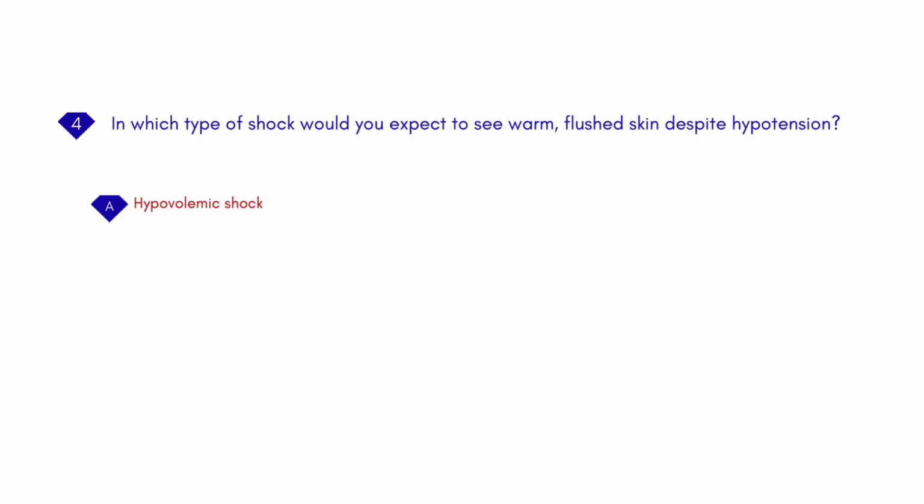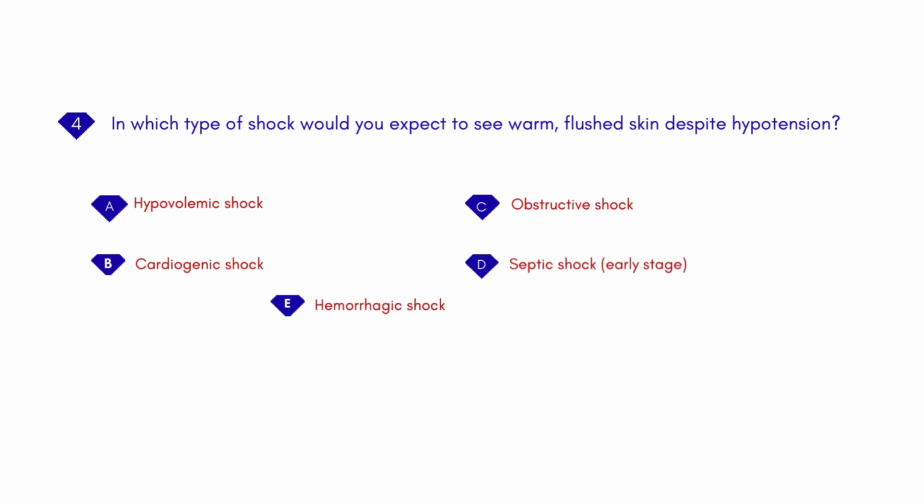In which type of shock would you expect to see warm, flushed skin despite hypotension? A. Hypovolemic shock. B. Cardiogenic shock. C. Obstructive shock. D. Septic shock, early stage. E. Hemorrhagic shock. Answer: D. Septic shock, early stage.